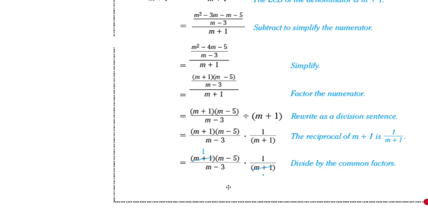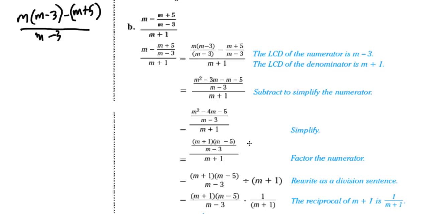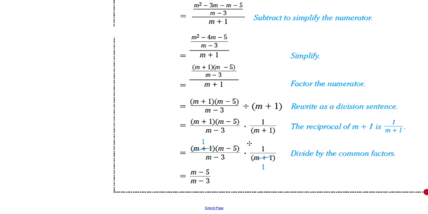We end up with m minus 5 all over m minus 3, and that is the simplified form of that particular complex fraction using rational expressions. And finally, let's take a look at example number 4. You notice it gets more complicated as the examples go.